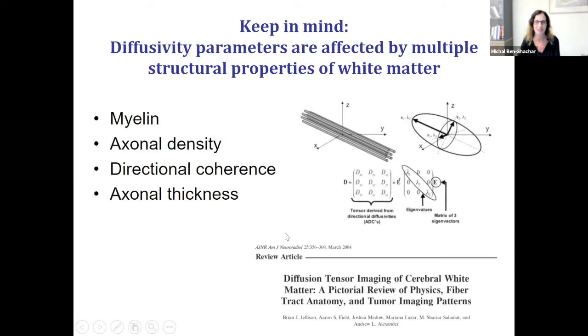My second methodology slide is a warning. We should all keep in mind that these diffusivity parameters are affected by multiple structural properties of white matter, not only by myelin, but also by axonal density, by directional coherence, and by axonal thickness.